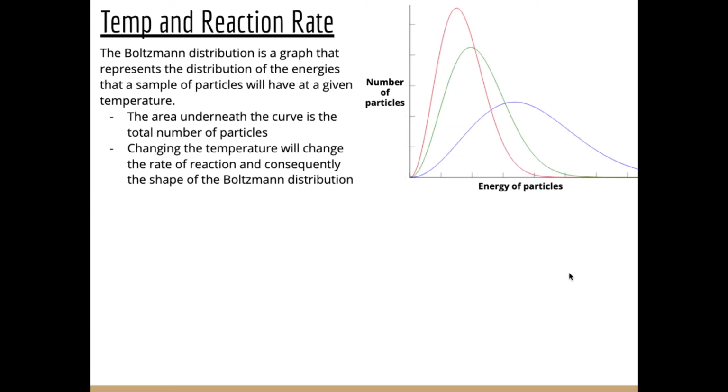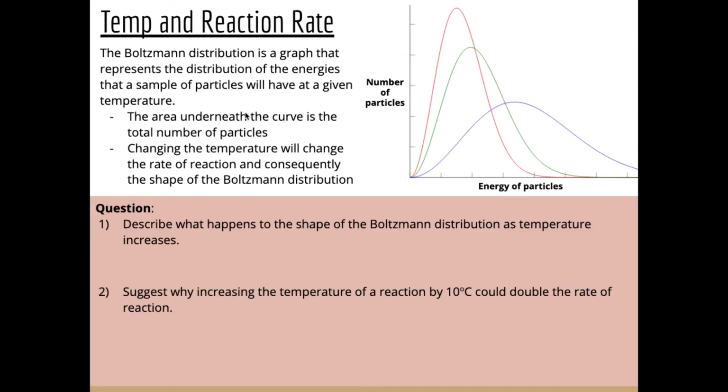Temperature and reaction rate. The Boltzmann distribution is a graph that represents the distribution of energies that a sample of particles will have at a given temperature. The area underneath the curve is the total number of particles. Changing the temperature will change the rate of reaction and consequently the shape of the Boltzmann distribution, as we saw here.